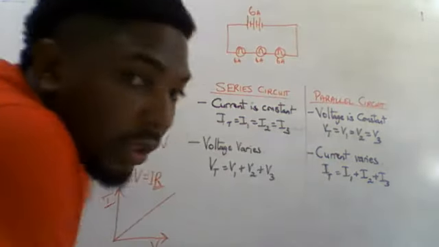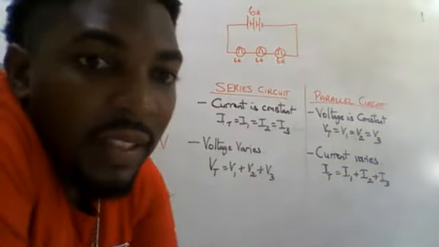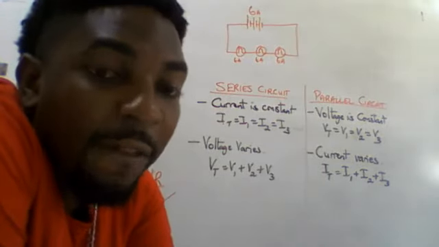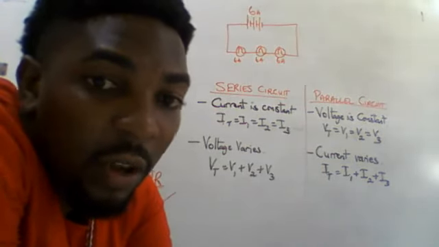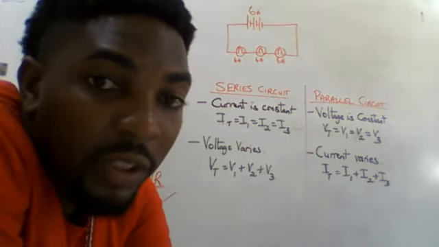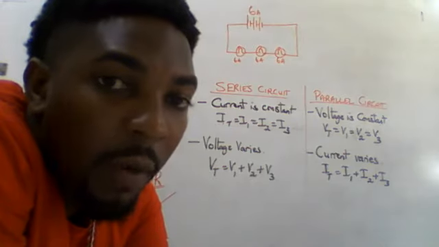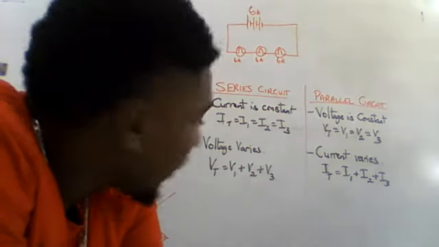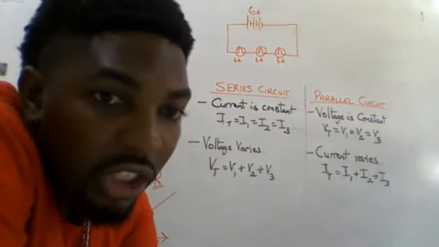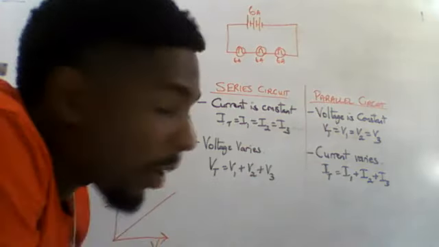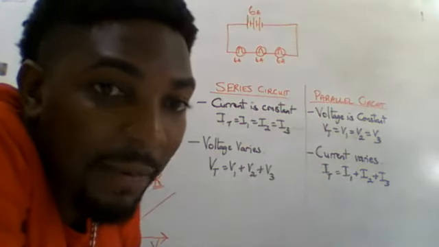Good. Second point in a series circuit is that the voltage varies, that the voltage isn't always the same. The voltage is shared throughout the circuit or among each of the components in the circuit. So it means that the total voltage delivered is going to be split up, but they're all going to add back up to the same value.